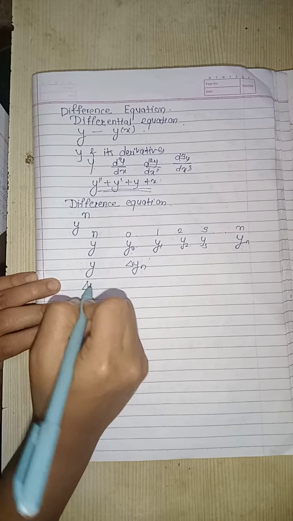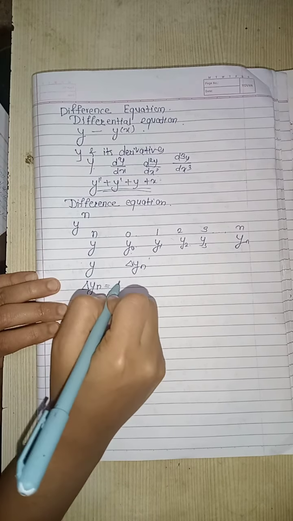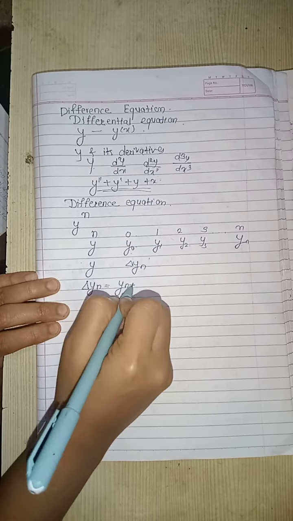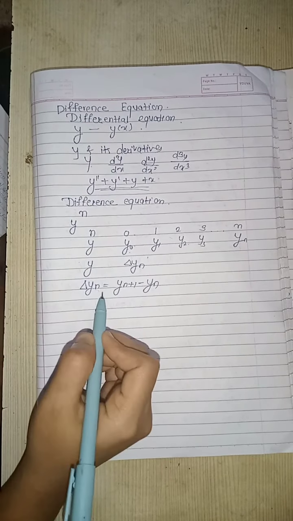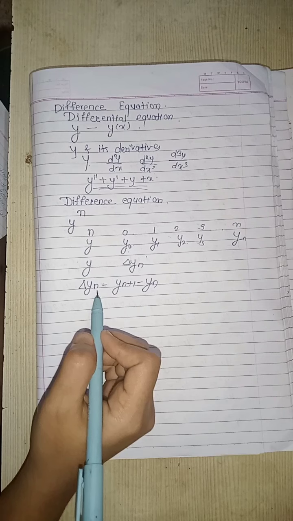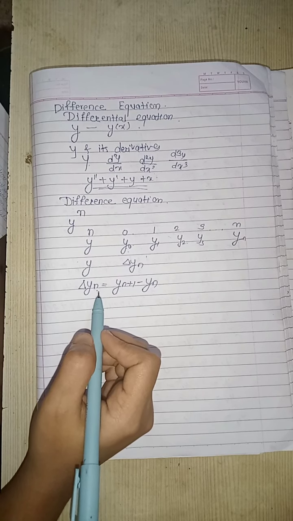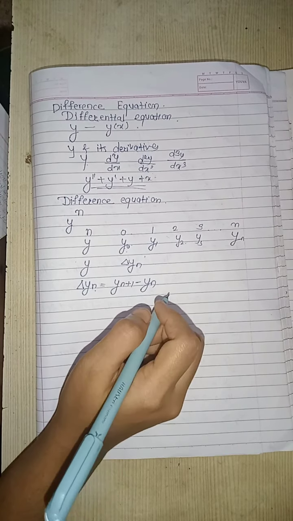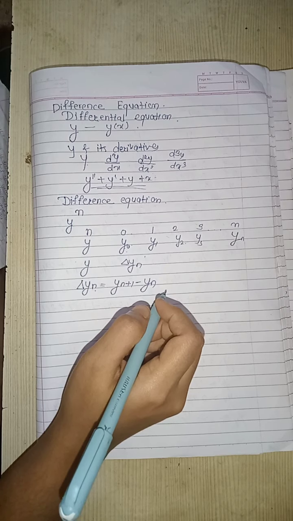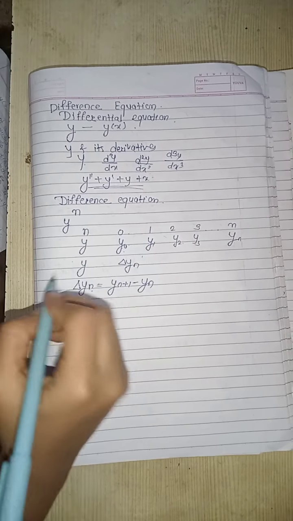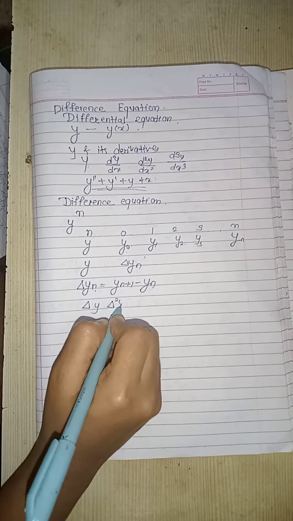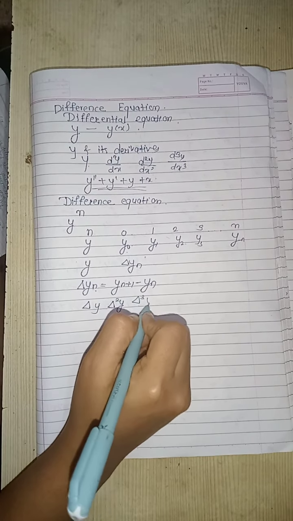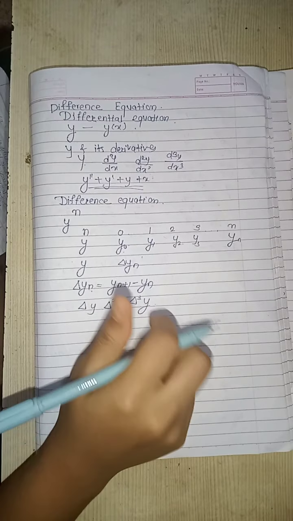Delta yn is nothing but the difference yn plus 1 minus yn. So delta yn is the difference between the next term and the term itself. This is what delta yn is. Now another representation is delta y, delta square y, delta cube y. We will see what those are.